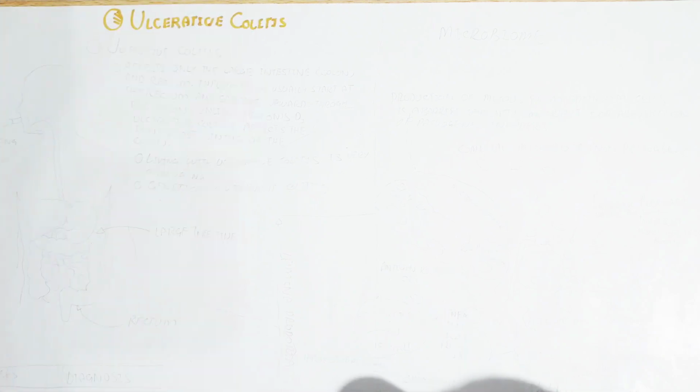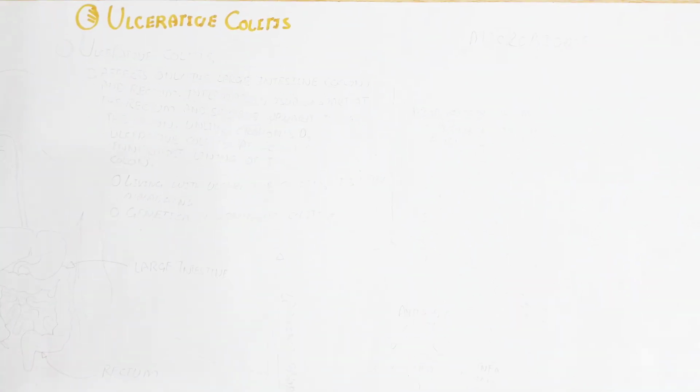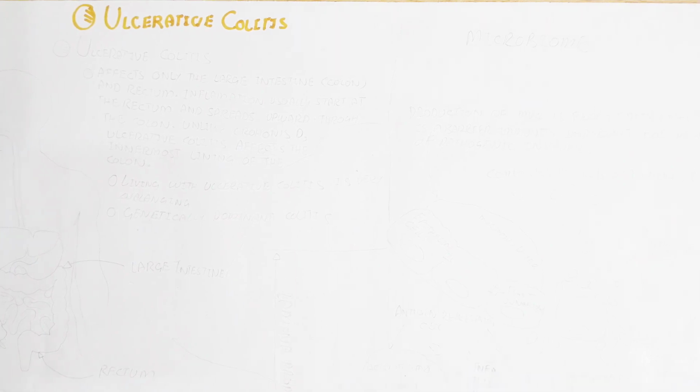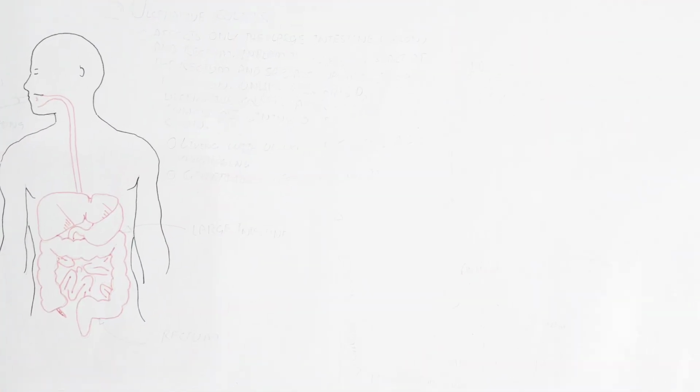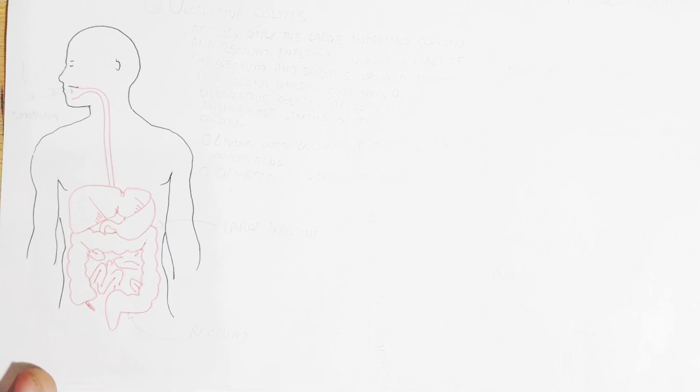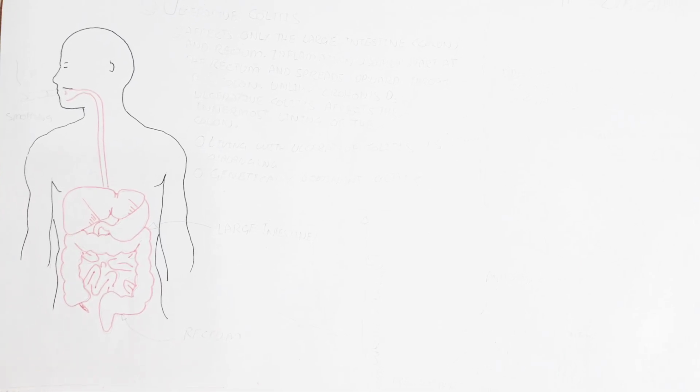Ulcerative colitis is an inflammatory disease due to dysfunction of the large intestine's mucus layer. In this video, let's understand about that. Here is the digestive system of the person, containing the liver, the stomach, etc.